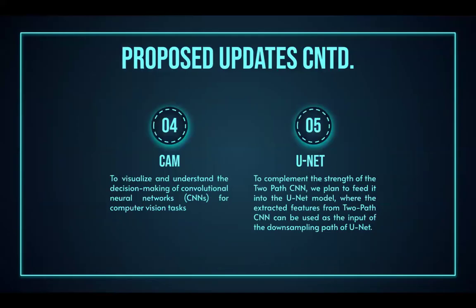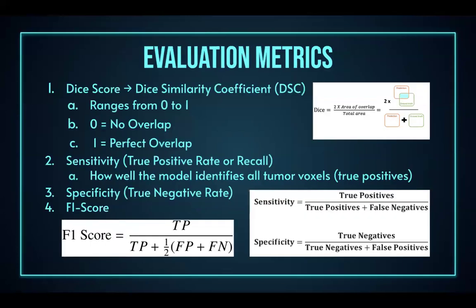Then we wanted to use CAM to visualize and understand how our model makes its decisions regarding labeling the images, whether they have a tumor or not. And lastly, we wanted to use UNet in an ensemble with the two-path CNN in order to enhance our model's performance and extract features from the two-path CNN as well. And how we're going to measure our performance, which is through these 4 performance metrics.